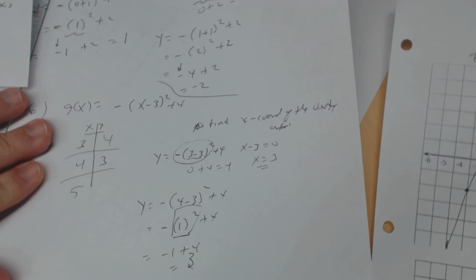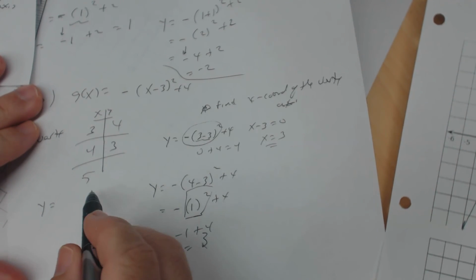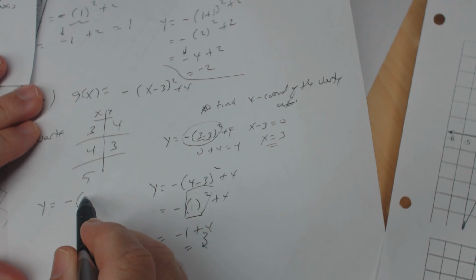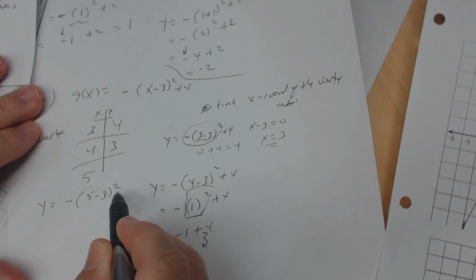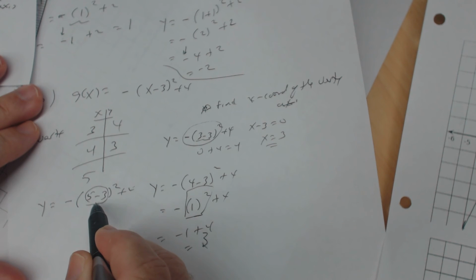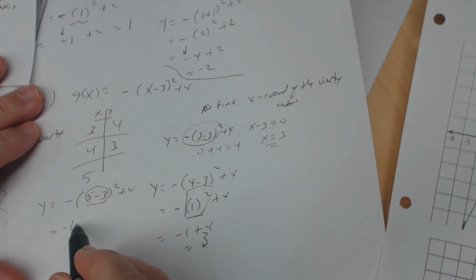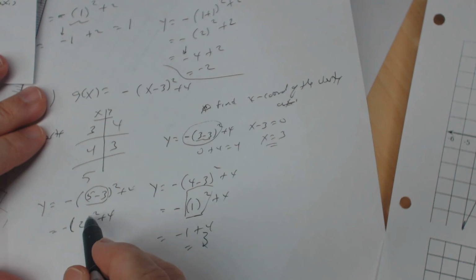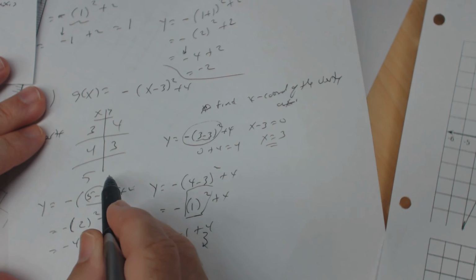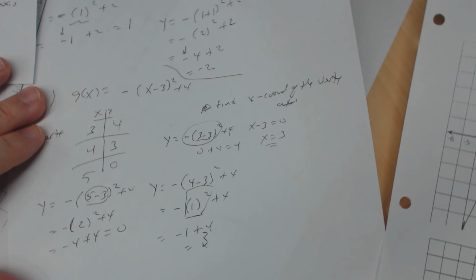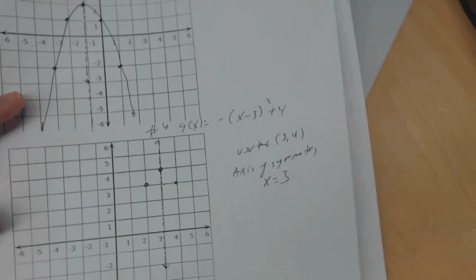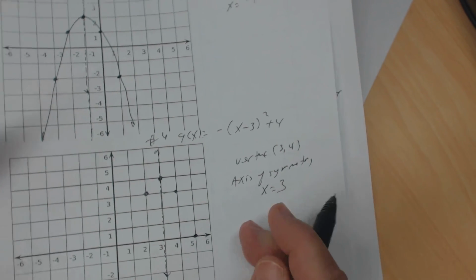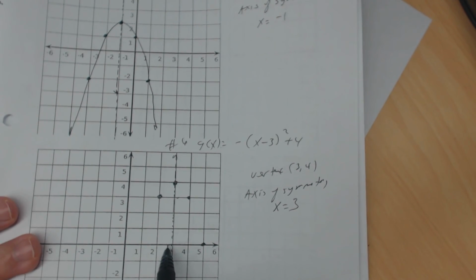Okay, now let's do 5. When x is 5, I get y equals negative 1 times (5 minus 3) squared plus 4. 5 minus 3 is 2, so I get negative 1 times 2 squared plus 4. 2 squared is 4, so it becomes negative 4 plus 4, which is 0. So I get the point (5, 0), which happens to be the x-intercept. So (5, 0). And to use symmetry, this point is 2 units from the axis of symmetry, so go 2 units this way.